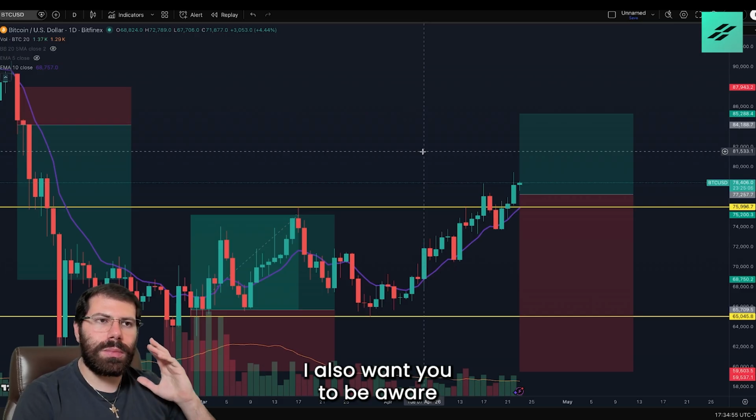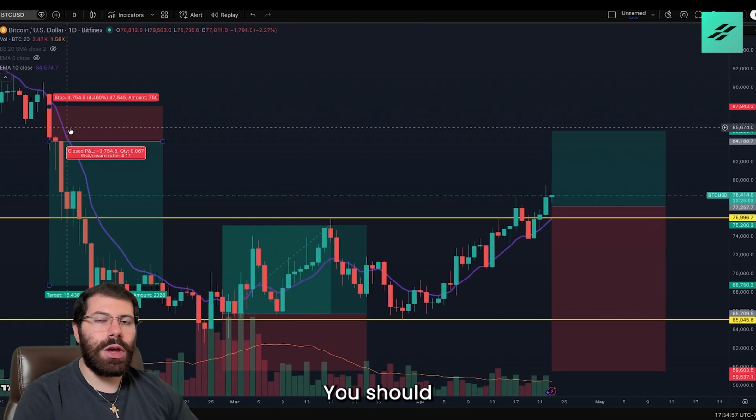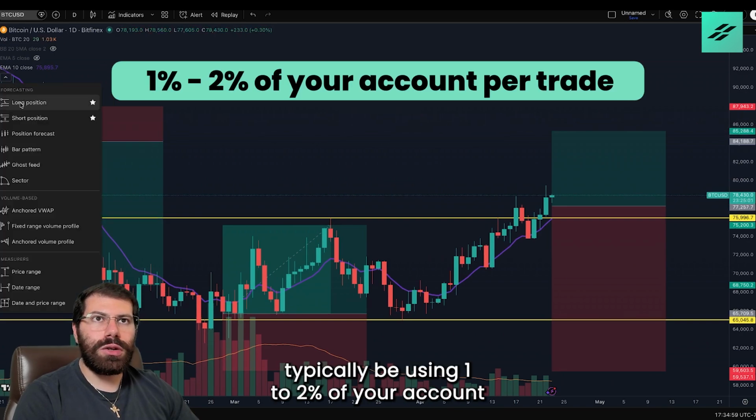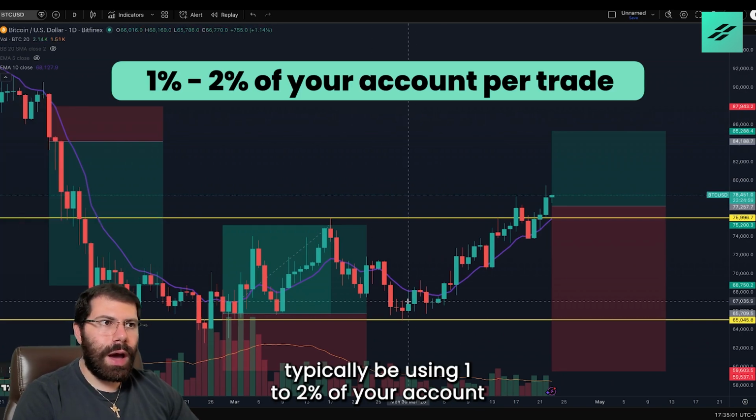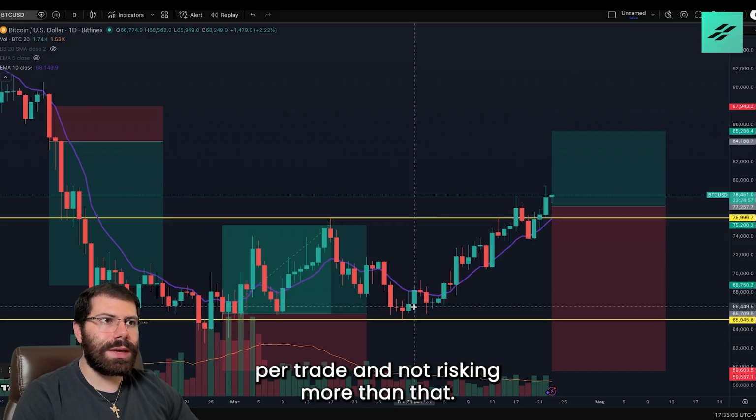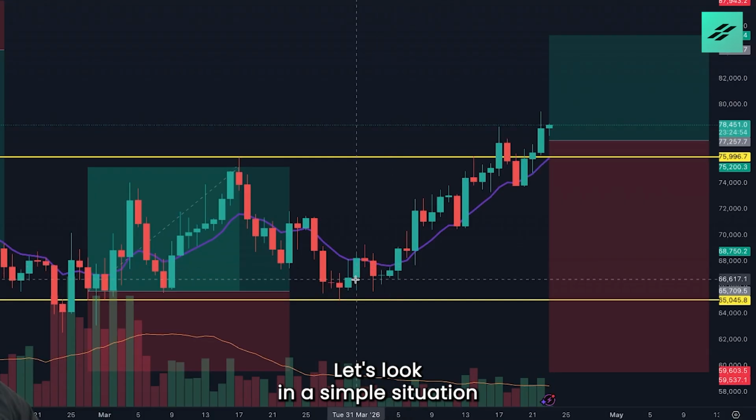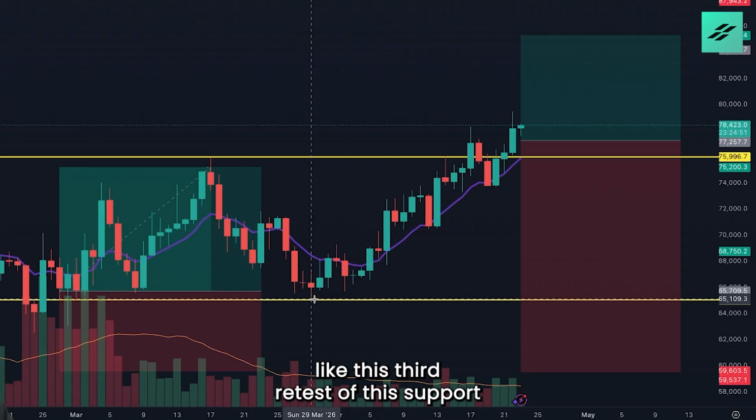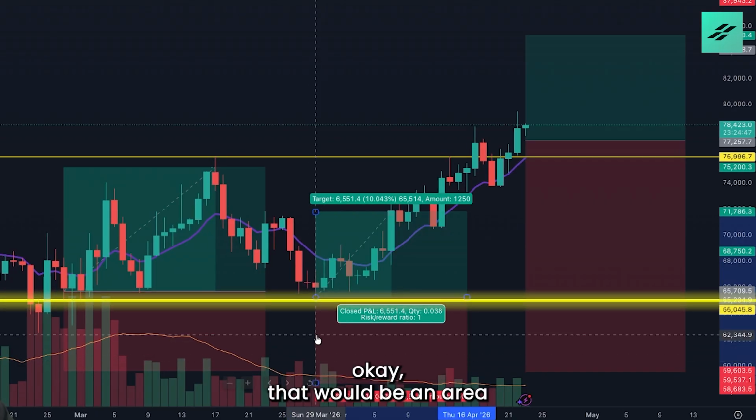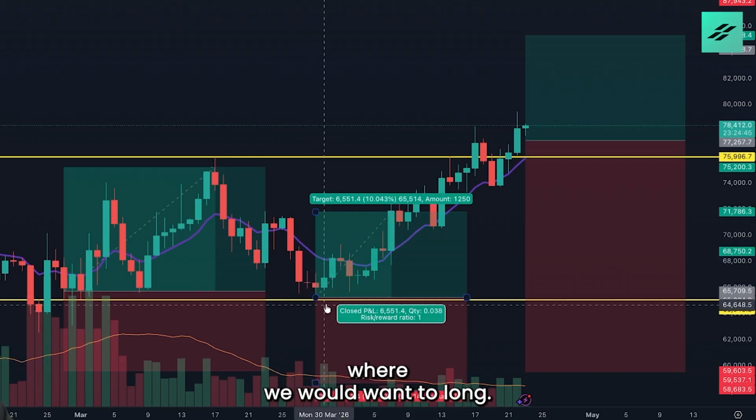I also want you to be aware of your account sizing. You should typically be using 1 to 2% of your account per trade and not risking more than that. Let's look at a simple situation like this third retest of this support, okay? That would be an area where we would want to long.